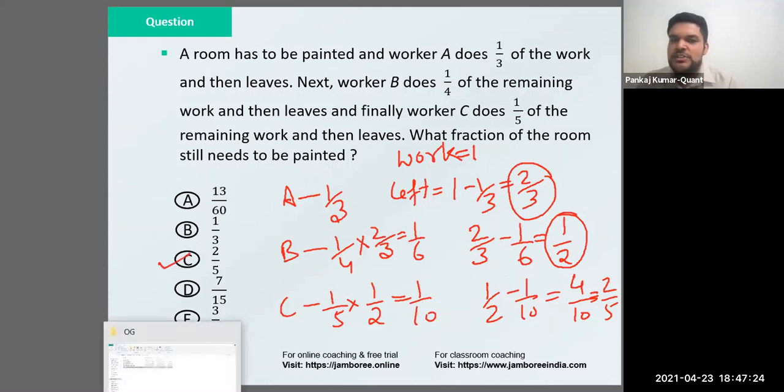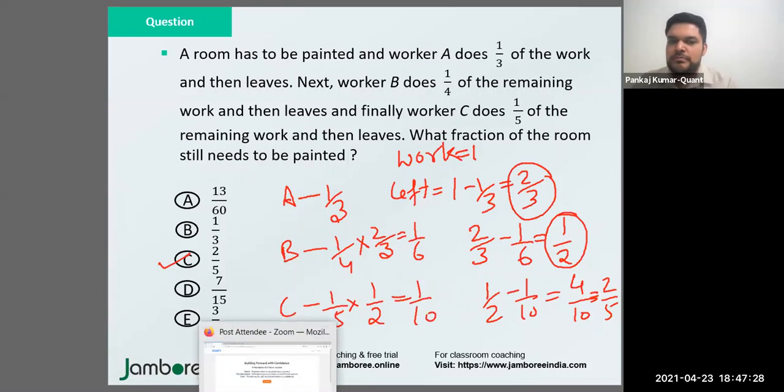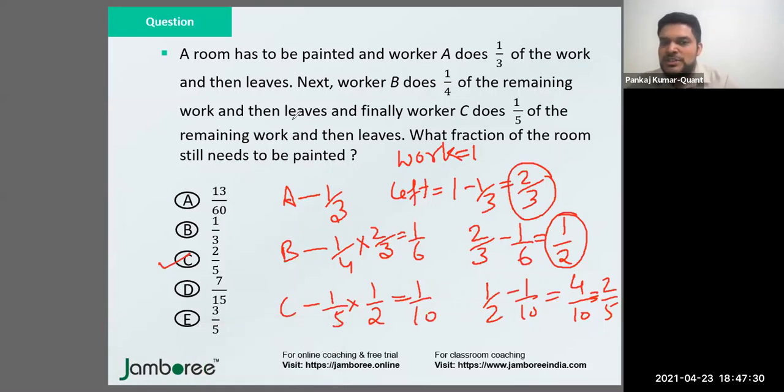Is this much calculation required, or is this much calculation normally going to be there? I repeat, is this much calculation required, this much understanding we need to know?